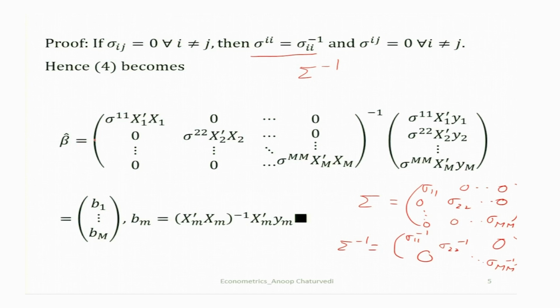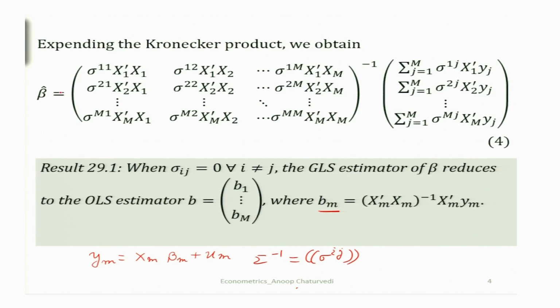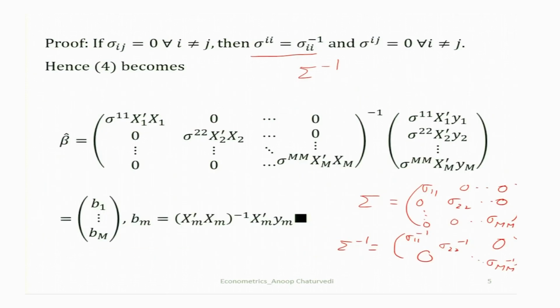Then the expression for the GLS estimator becomes, just look here, the expression for the GLS estimator. This term is 0 and so on, all these terms are 0. So, here you have sigma 11 X1 transpose X1, and this sigma superscript 11 is equal to sigma 11 inverse. Similarly, this sigma superscript 22 is equal to sigma 22 inverse, and so on. Then here for j equal to 1, you get sigma 11 inverse X1 transpose y1, and for j equal to 2 you get 0, for j equal to 3 you get 0, and so on. Here for j equal to 1 you get 0, for j equal to 2 you get sigma 22 inverse X2 transpose y2, and so on. So, finally, you get the expression for beta hat as this.